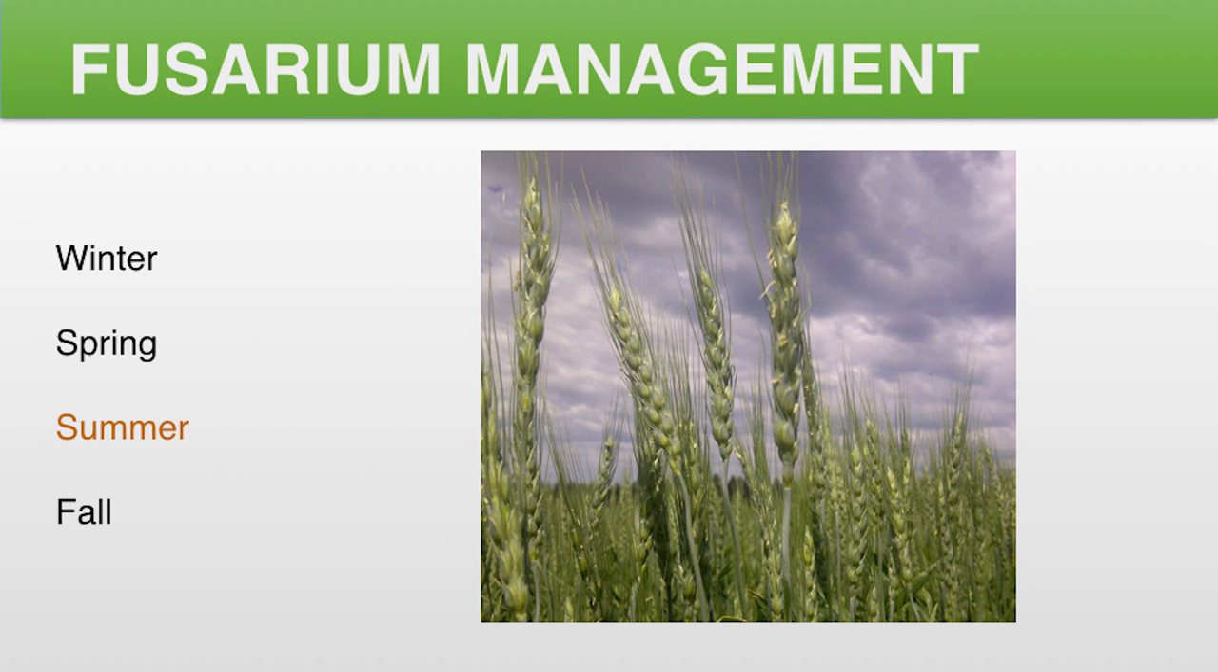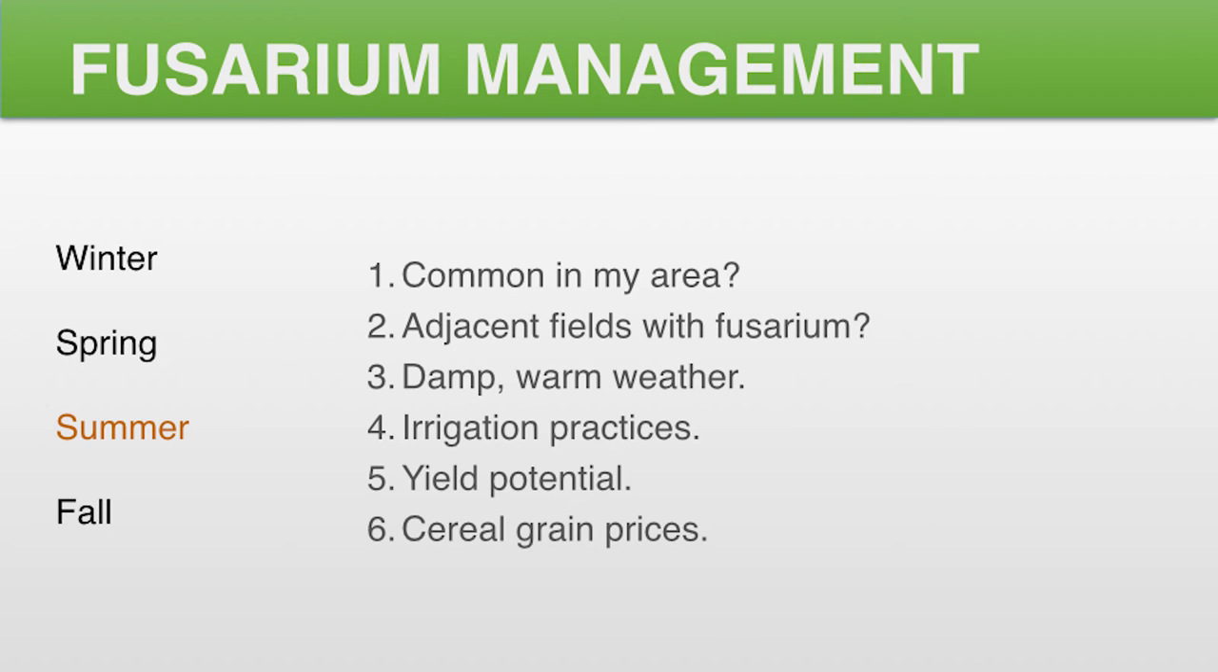When determining risk factors to make spray decisions, some of the following things should be considered. The first is Fusarium commonly found in my area? Are there adjacent fields that put me at a high risk for Fusarium graminearum? So, for example, is there durum wheat or corn nearby or in my crop rotation? Are the weather conditions predicted to be damp and warm during the flowering stage? What are my irrigation practices during the flowering stage? And finally, is the yield potential good for this field, and are cereal grain prices high?